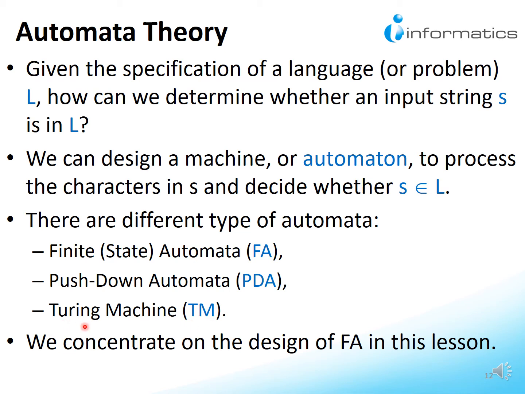Turing machine will be the ultimate version of machines. In other words, anything that can be computed is computed by a Turing machine. So to some extent, Turing machines answer what we mean by computation. We shall concentrate on the simplest machine, finite state automata, in this lesson.